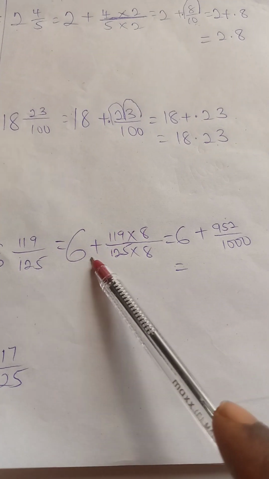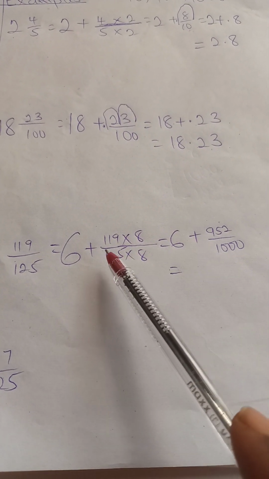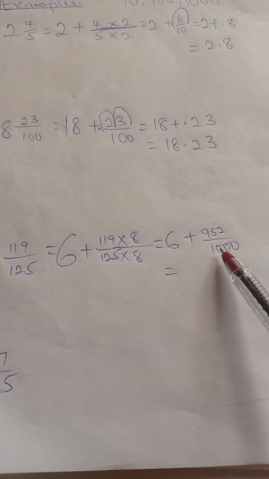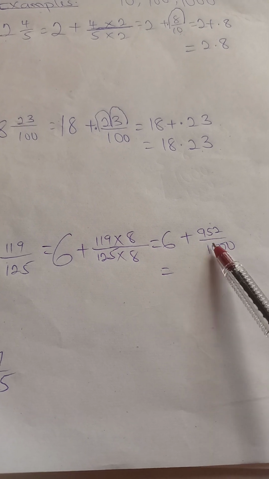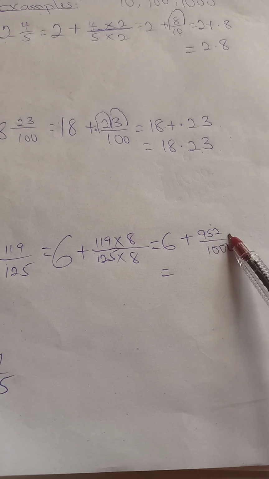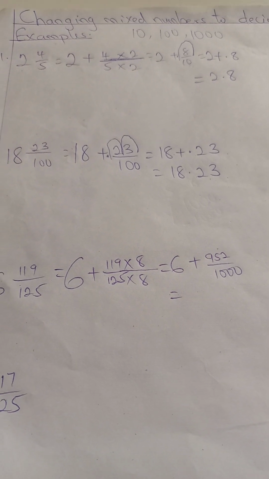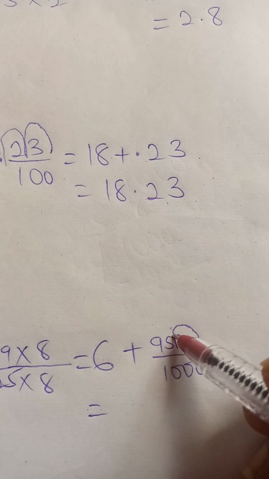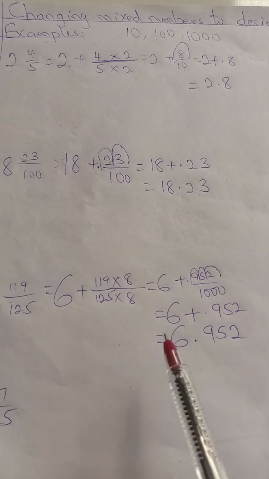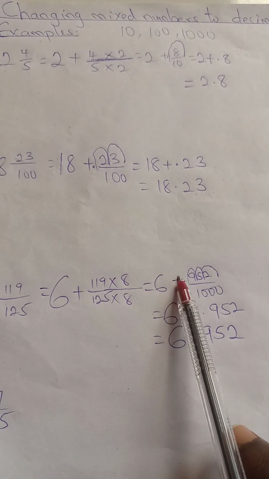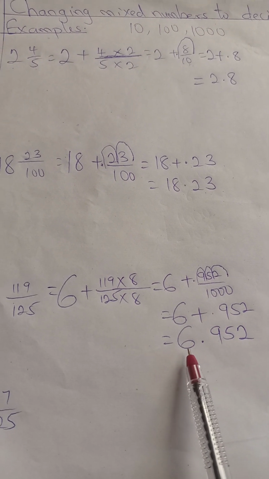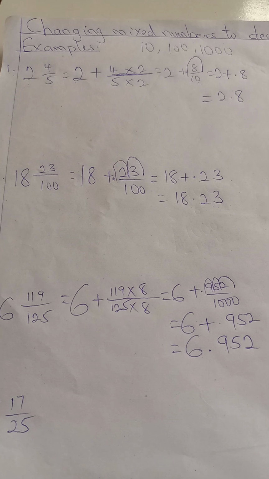And here we are. This is the whole number, plus 119 times 8, 952. 125 times 8, 1000. So you have to make this a decimal. Since the denominator is 1000 and it has 3 zeros, I'll count the numerator 3 times. Just like this. 1, 2, 3, and put my point. And here we are, 6, this whole number plus 0.952, and the answer is 6.952.